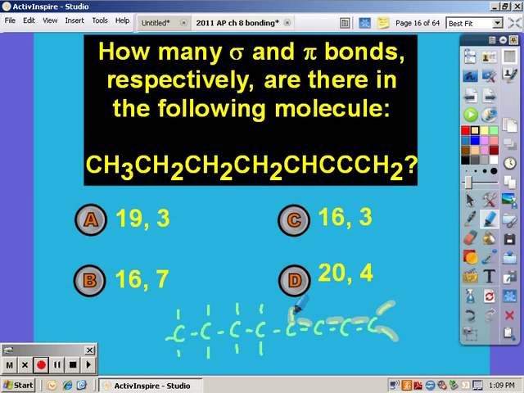Counting up my sigma, I get 19. So it must be A. And if you double check, we have 3 pi.